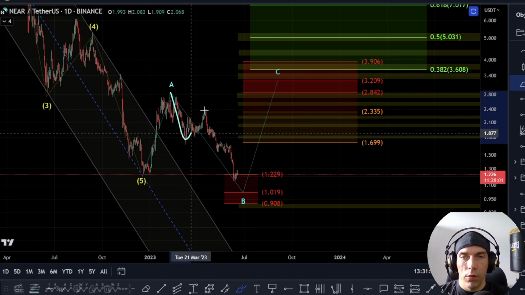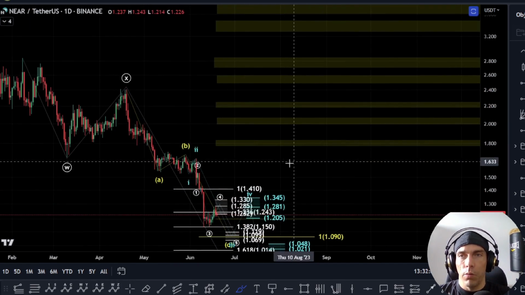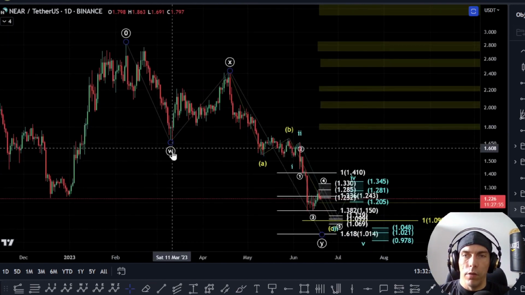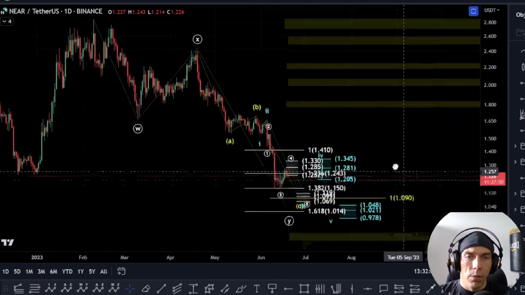Now if we're looking at this corrective structure here, the way I'm currently looking at it is in this way, where we would be saying that effectively what we have is this is a W, this is an X, and then we're looking for an A, B, and a C for a Y wave.